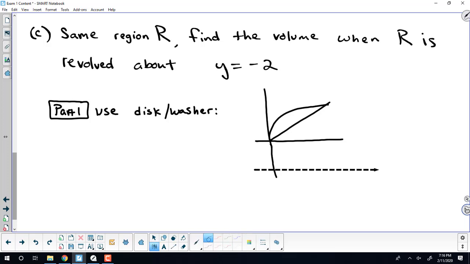So we're revolving our region R around this axis, y equals -2. So we want to use disc washer, it specifies that. Again, our rectangles or our cross sections are running perpendicular to that axis. We're integrating this with respect to x.